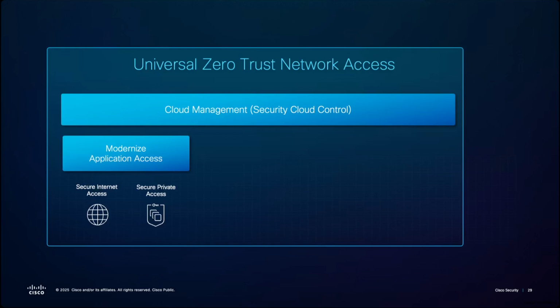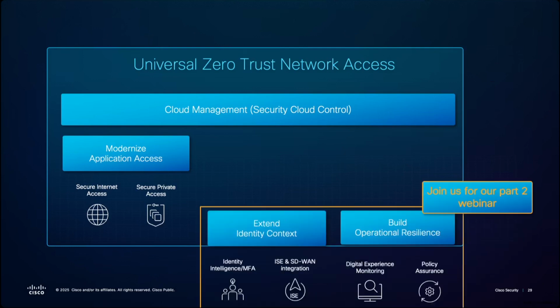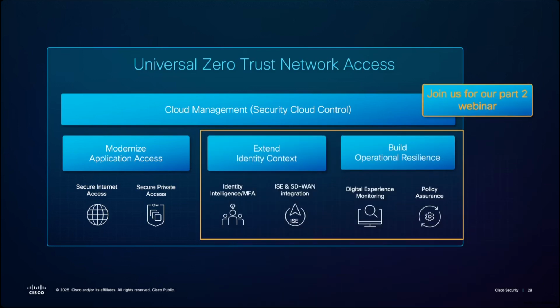So just to summarize, today what we've talked about is really how we're able to modernize application access for internet-based applications and private applications primarily. Now, if this was very interesting, I would encourage you to join us for part 2 of our webinar, where we're going to talk about how we're able to extend this identity context, where we can show you a little bit more about how we're leveraging identity intelligence, our integrations with ICE and SD-WAN, and also how we can build operational resilience with the capabilities that we have within digital experience monitoring and also policy assurance.